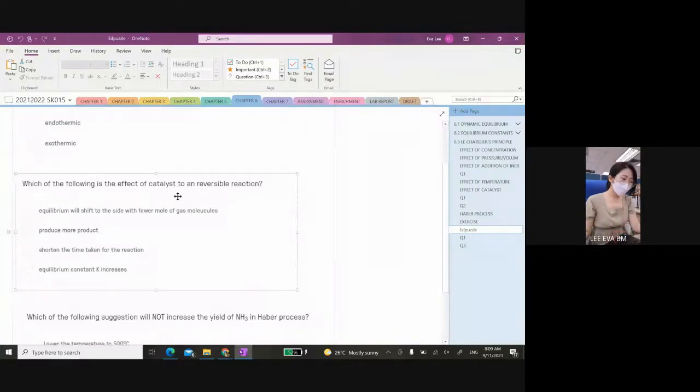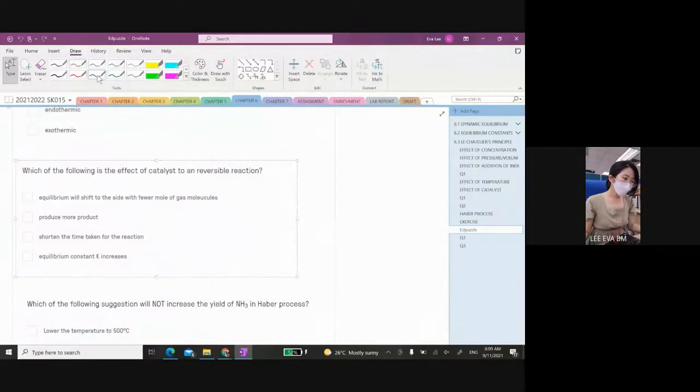Okay, so if you look at this one, the first one, equilibrium shifts to the side with fewer moles of gas molecules. That is under the factor of pressure or volume. So obviously this one is wrong. To produce more product, remember that even though you add catalyst, it will not cause any shift in equilibrium. There is no effect on equilibrium shift. So the amount of product will not change, will not increase, will not decrease. So producing more product also won't happen. It's not the effect of catalyst.